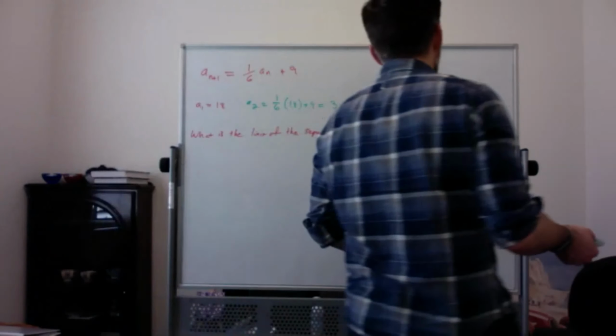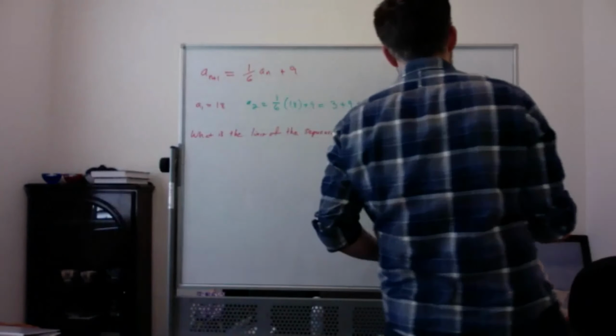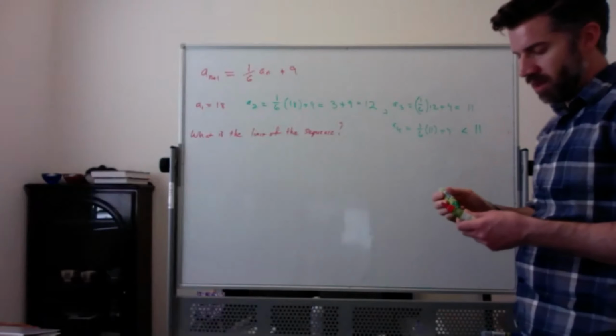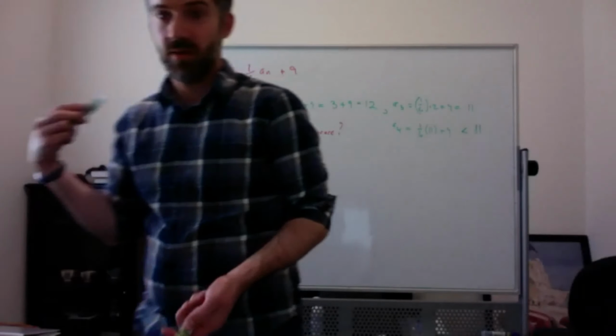It's a little bit smaller than 11, right? Because 1/6 of 11 is a little bit smaller than 2. So I'm just going to say this is less than 11, a little bit. But this isn't the way to get there.